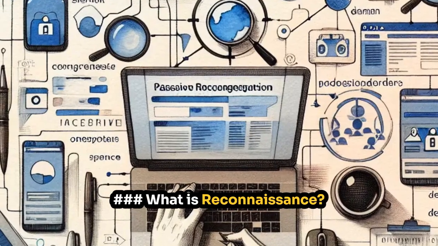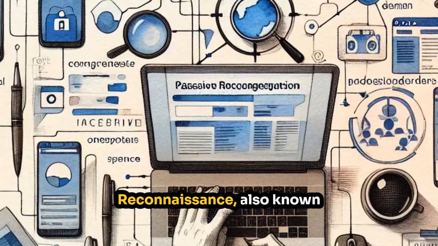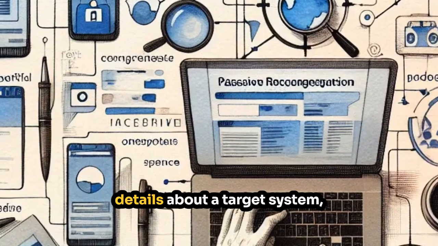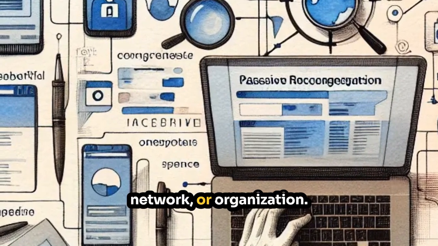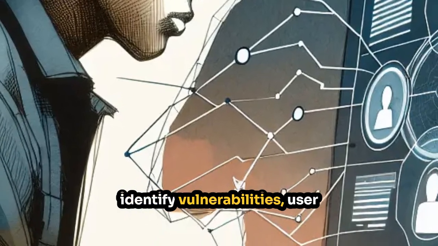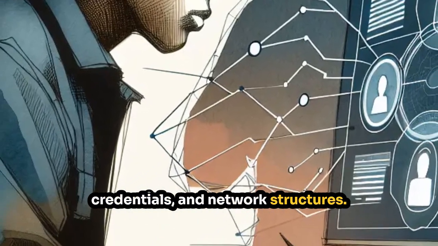What is reconnaissance? Reconnaissance, also known as information gathering, is the process of collecting details about a target system, network, or organization. This phase helps attackers identify vulnerabilities, user credentials, and network structures.